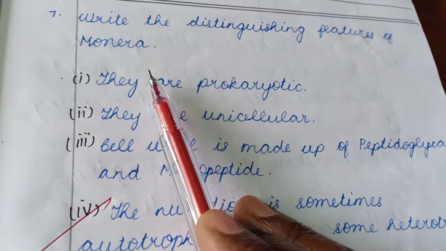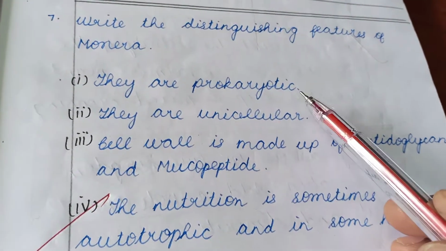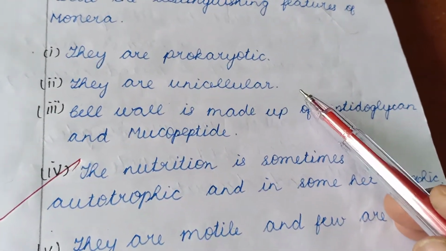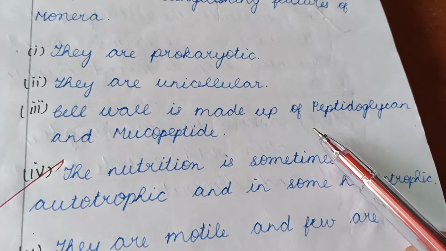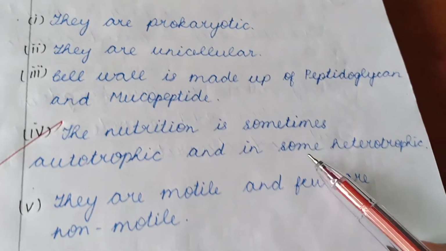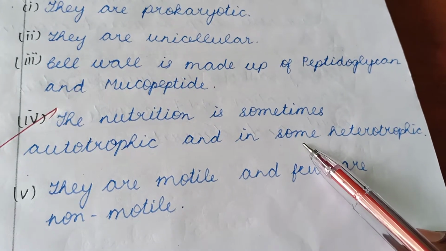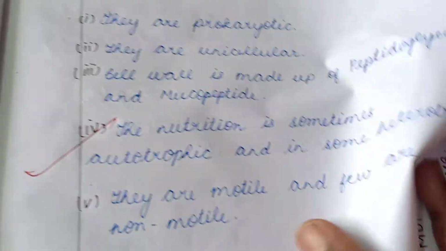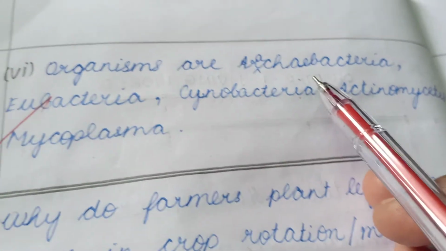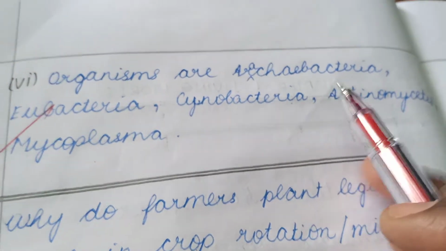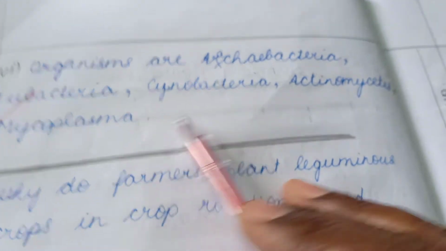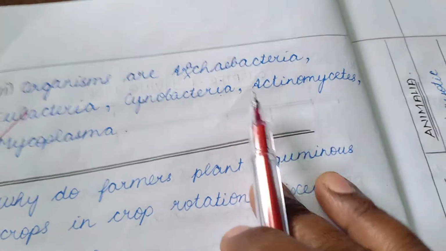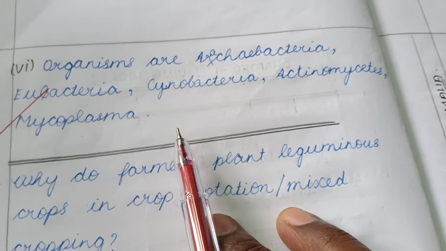The next one, write the distinguishing features of Monera. They are prokaryotic, unicellular, and the cell wall is made up of peptidoglycan and mucopeptide. The nutrition is sometimes autotrophic and in some heterotrophic. Some are motile and few are non-motile. Examples for Monera: Archaebacteria, Eubacteria, Cyanobacteria, Actinomycetes and Mycoplasma.